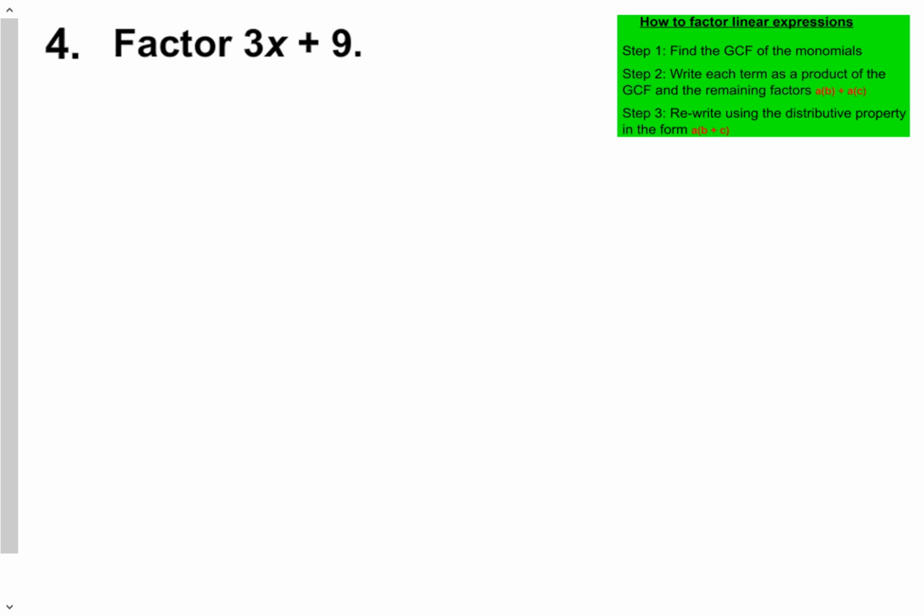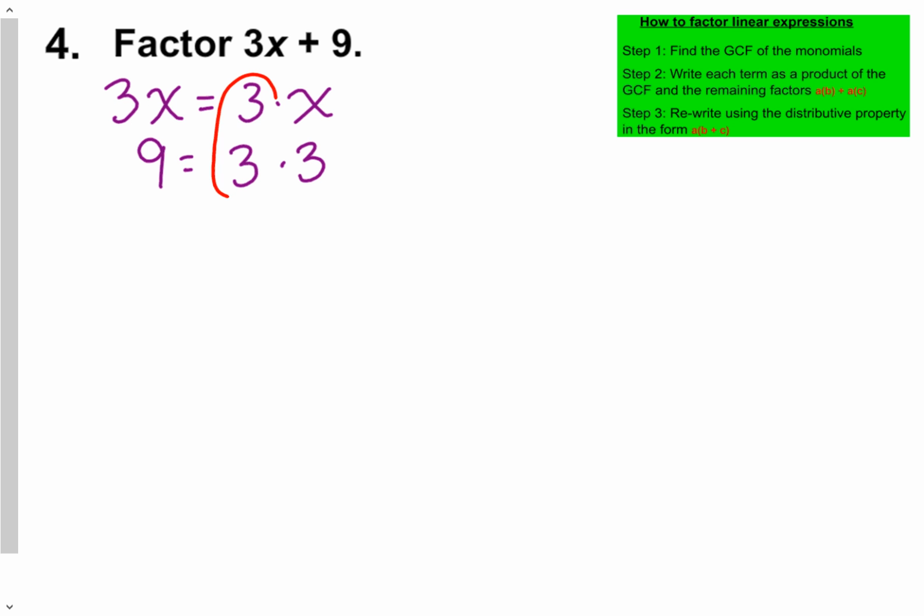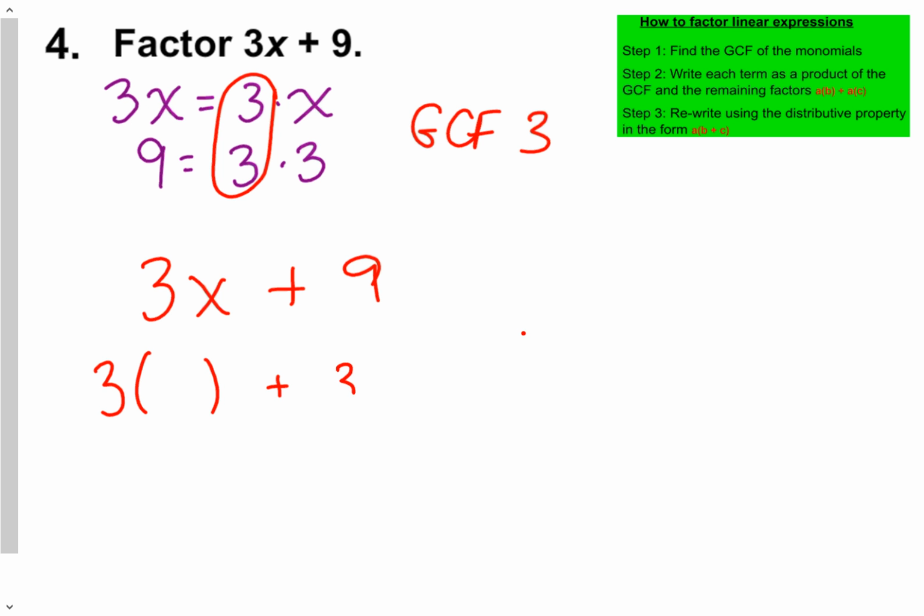Example 4, factor 3x plus 9. So first we're going to find our greatest common factor, GCF. So 3x is 3 times x, and 9 is 3 times 3. What we have in common is just 3, so our GCF is 3. So we want to write 3x plus 9 as a product of the GCF and whatever is remaining. So here for 3x, if we take out the 3, we have a remainder of x. And then here in 9, if we took out this 3, the remaining is 3.